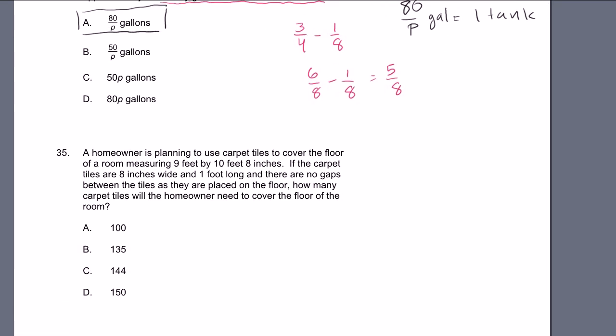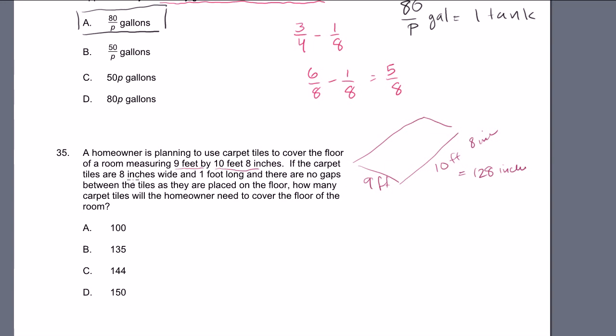Next question. A homeowner is planning to use carpet tiles to cover the floor of a room measuring 9 feet by 10 feet 8 inches. Whenever I see that, I like to write it as a decimal, or I like to write it purely as inches. How many inches is this? 10 feet is 120 inches, right? 12 inches per foot. So 120 plus 8. So this is also 128 inches. I'll just write that there. So it's 9 feet by 128 inches.